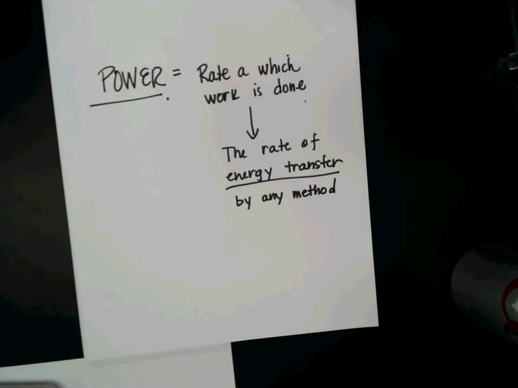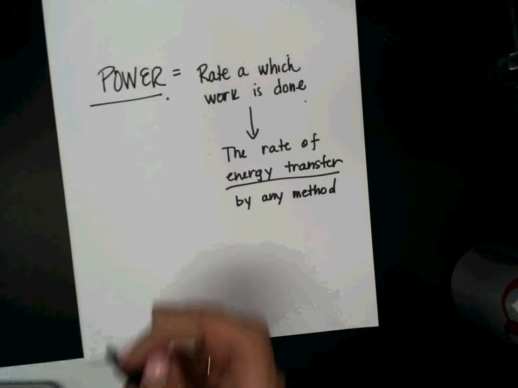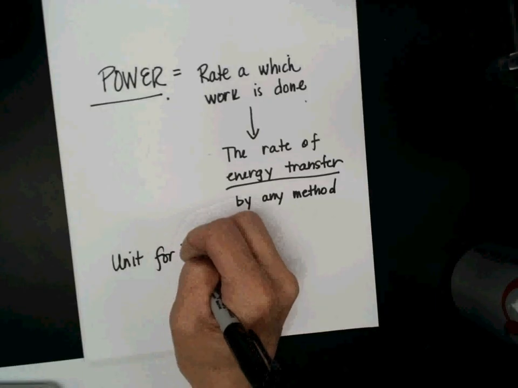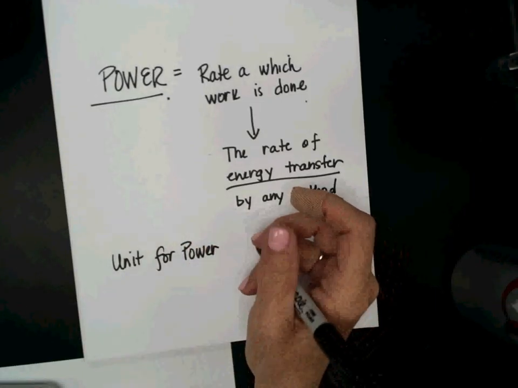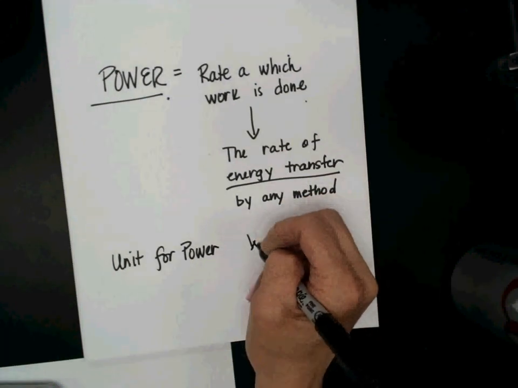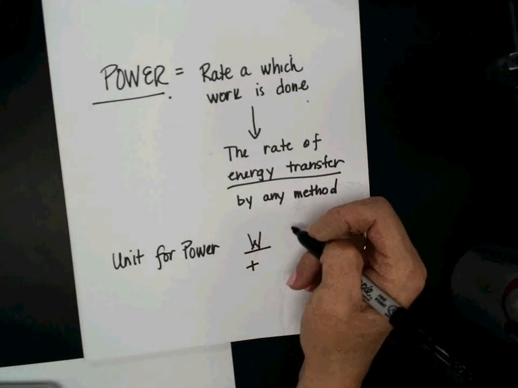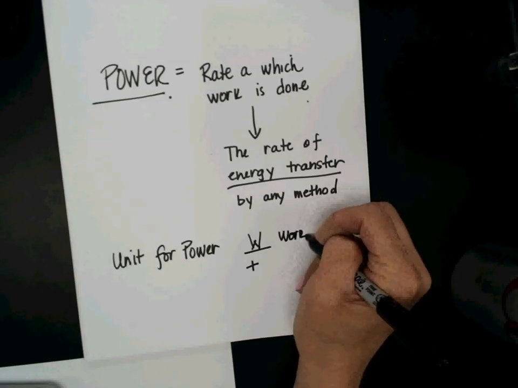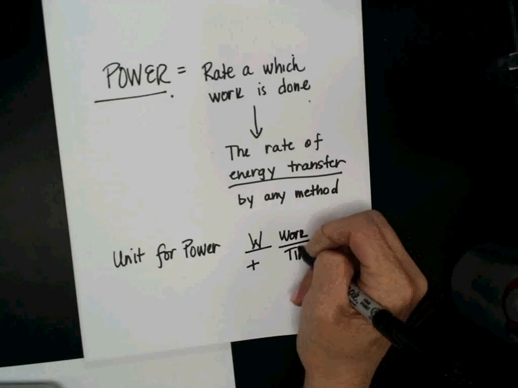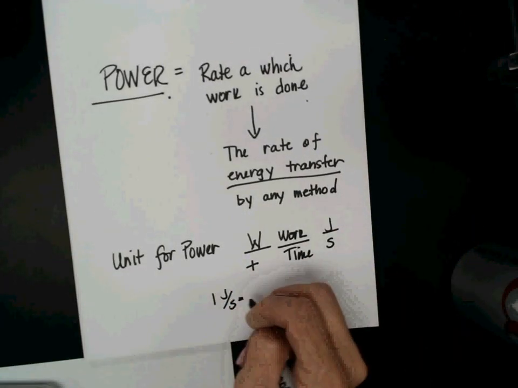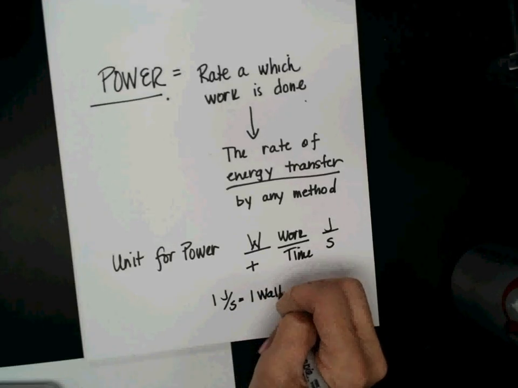What's the unit for power? Does anybody know? Watts, good. The unit is W. For power, it's work divided by time, the rate of energy transfer. So this is work over time, work per unit of time. So joules per second. 1 joule per second is equal to 1 watt.